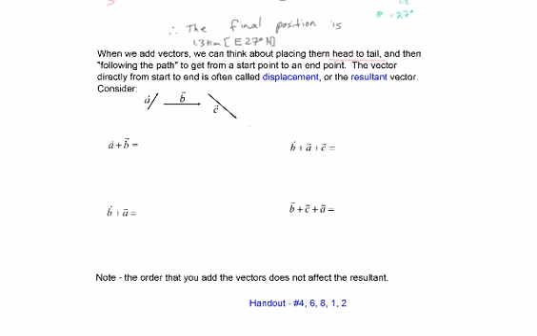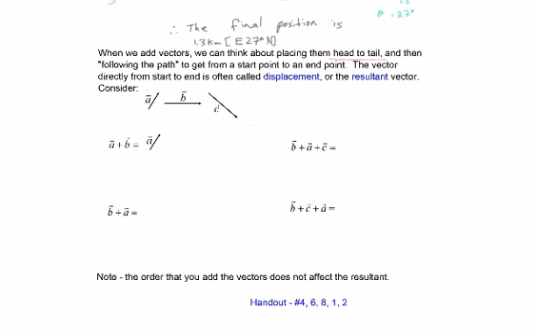And here we go. If we take a look at A plus B, basically what we're doing is we're going to copy the vector A and place it. Then we have to copy the vector B and place vector A's ending where vector B's start is, like so. And then our resultant vector ends up being the red vector we see here. It starts from the beginning of A and goes to the end of B. And we call that the vector A plus B.